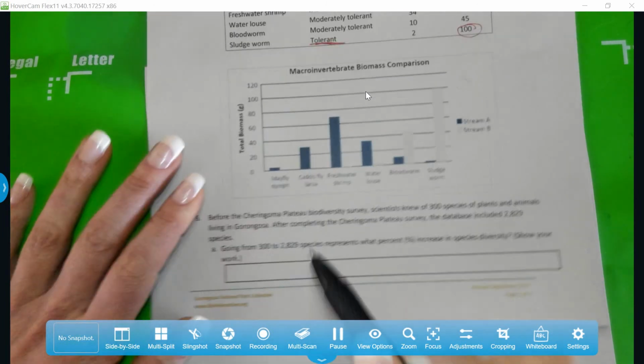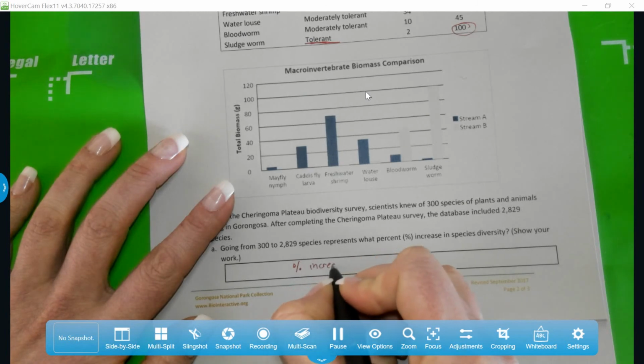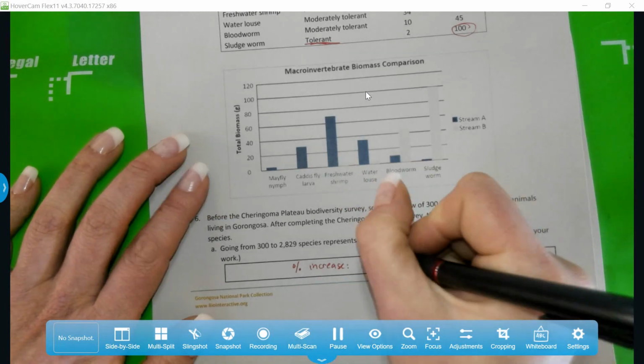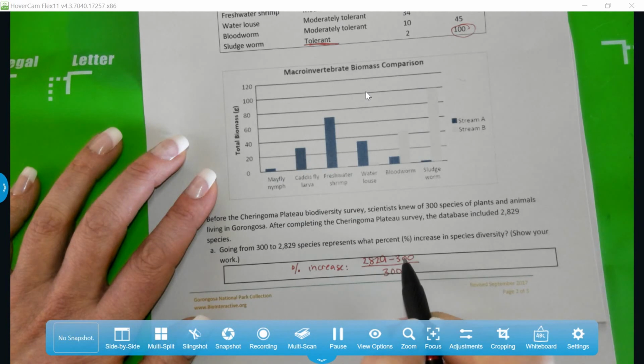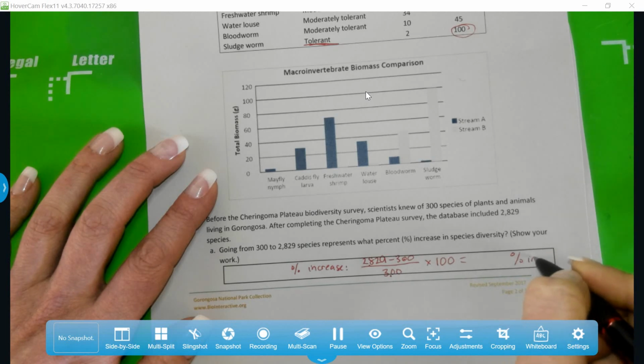This percent increase is going to be as follows. So you take your ending value minus your starting value divided by your starting value. And you multiply that by 100 to give you your percent increase. And that's it.